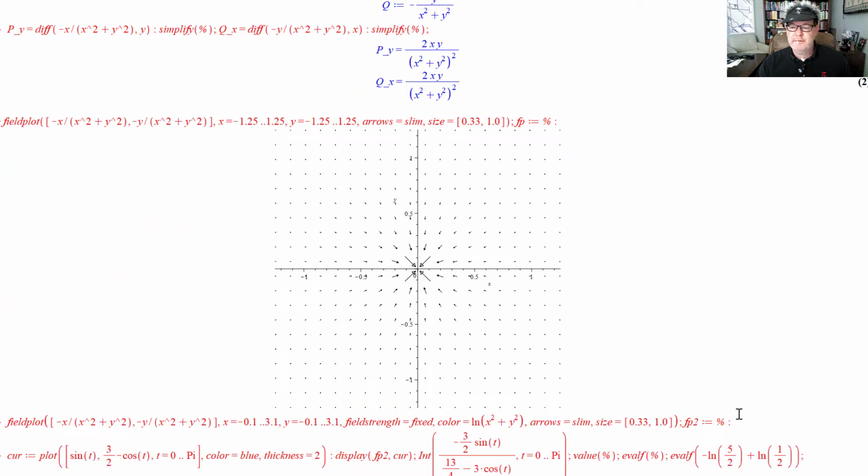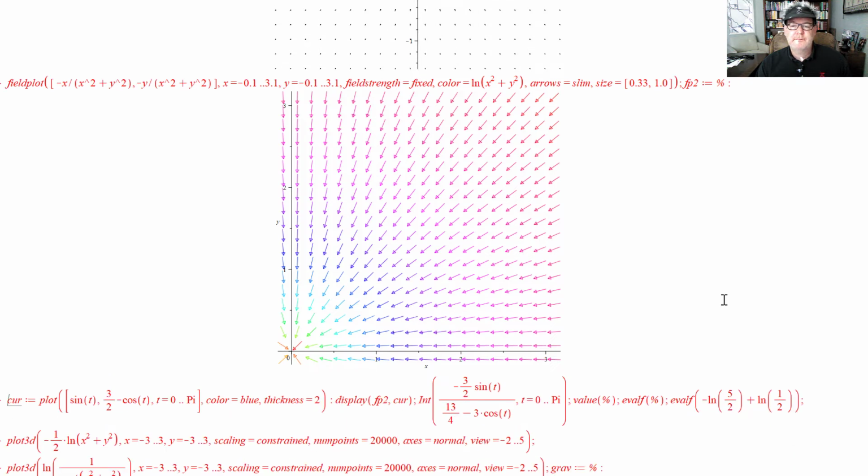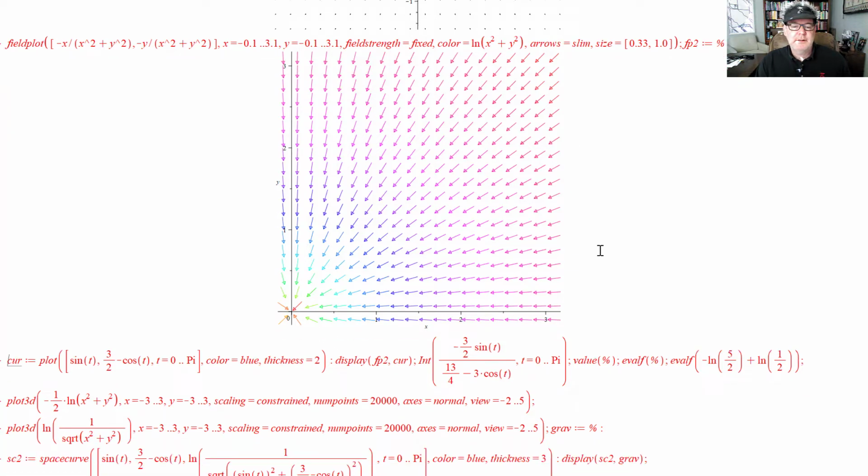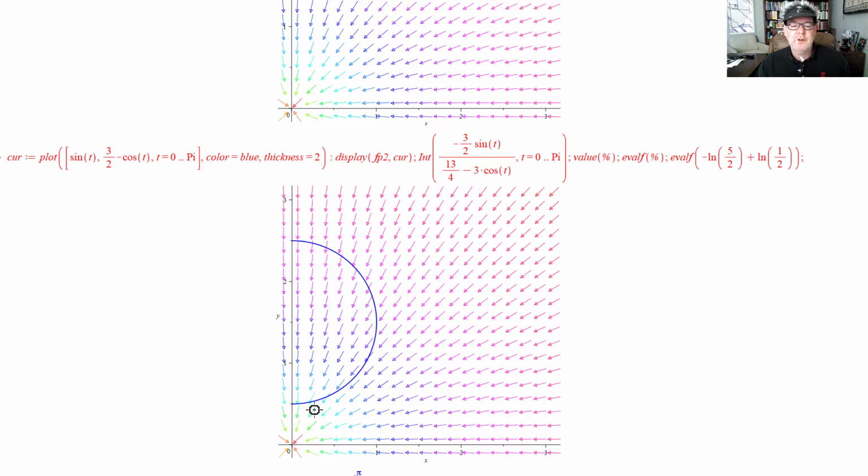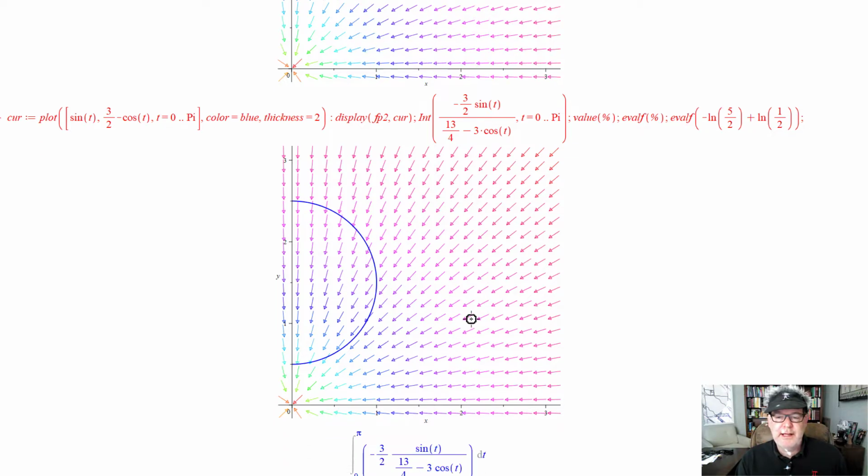Here's a plot of the vector field, where I fix the field strength for the arrows, and I'm going to do a little path here, say from 1/2 to 2.5. You can't really see it too well. There's 1, there's 2, there's 3. So I'm going from 1/2 to 2.5 in sort of a half circle. There's the description: x is sine t, y is 3/2 minus cosine t as t goes from 0 to pi. So at t equals 0, y will be at 1/2, and at t equals pi, y will be at 5/2. So it's that half circle. It takes me that path.